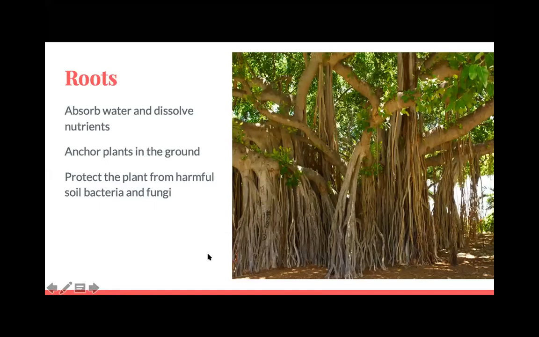Now, again, these are plant parts, not necessarily the tissues. So roots, what do they do? Well, they absorb water and nutrients from the soil. So although plants make their own sugar, they still need elements like nitrogen, calcium, phosphorus from the soil, okay? They also anchor plants to the ground. They protect the plant from harmful soil bacteria and fungi.